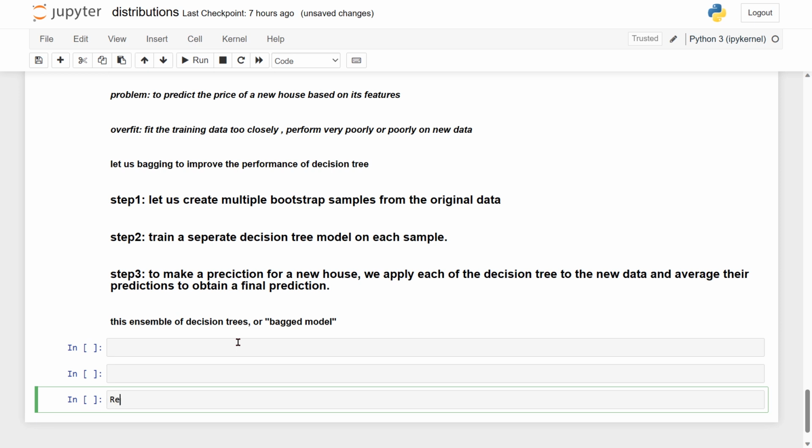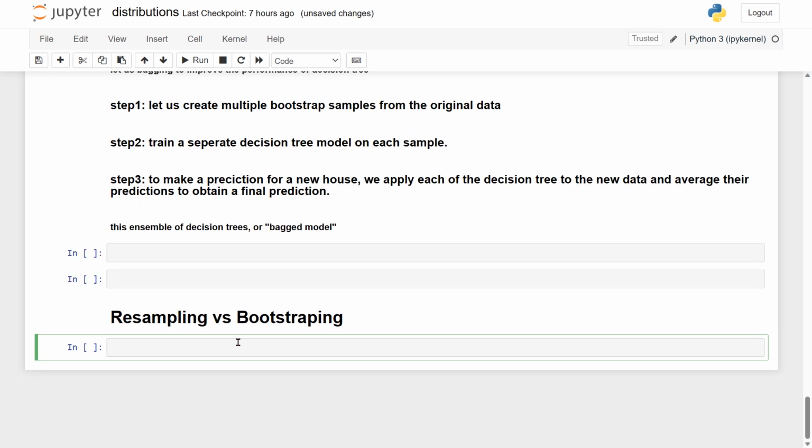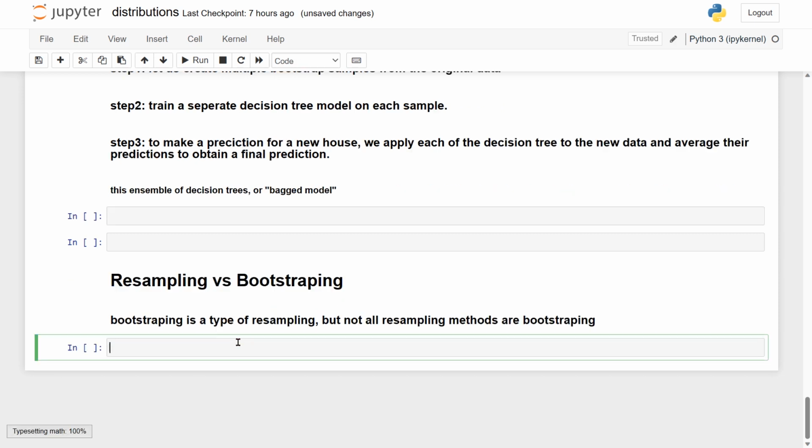So, resampling versus bootstrapping. Bootstrapping is a type of resampling, but not all resampling methods are bootstrapping.